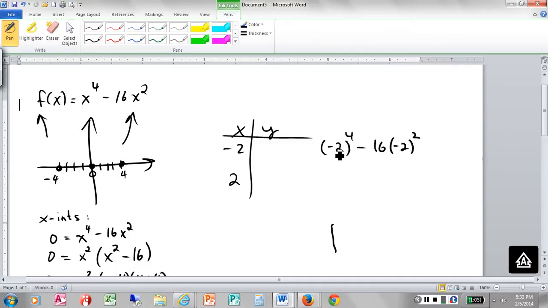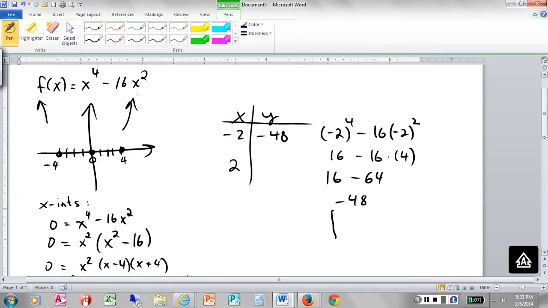So if I plug in a negative 2 for the x into the function, that gives me negative 2 to the fourth, which is positive 16, minus 16 times, this would be positive 4. So that's 16 minus 64. Net result is we get negative 48. Negative 48 for the y value.